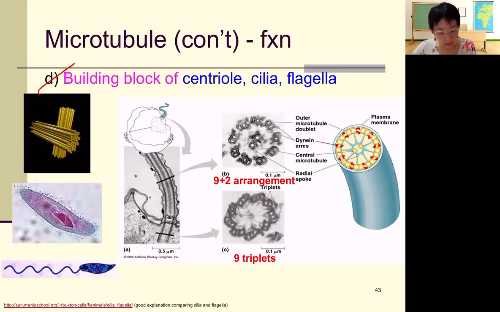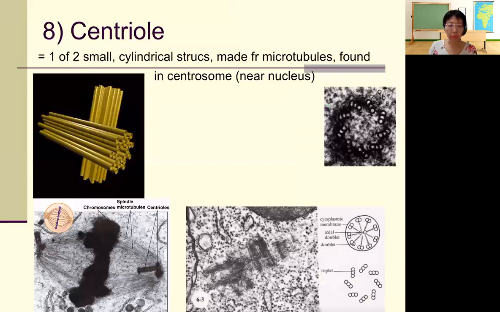Lastly, the building block of centriole, cilia, and flagella. That means centriole, cilia, and flagella, all these three are made up of microtubules. So we'll study these three structures now. First one is the centriole.